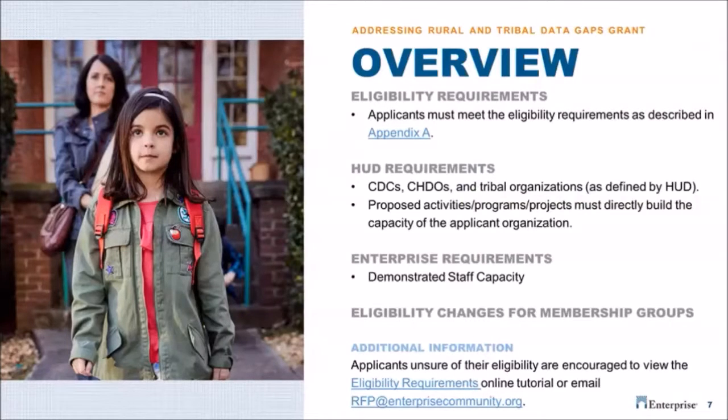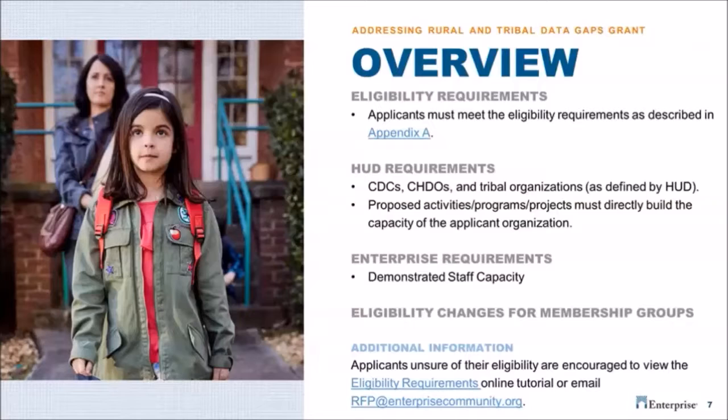So applicants must meet the eligibility requirements, which are described in Appendix A of the RFP. It's actually a hyperlink to a separate document that provides a lot of information that you'll need to know. HUD requires that the applicant be a CDC or CHODO nonprofit organization, and that the proposed activities, programs, project, however you'd like to refer to what you plan to do, must directly build the capacity of your nonprofit organization. In addition, Enterprise requires that your organization can demonstrate sufficient staff capacity to carry out your grant activities.